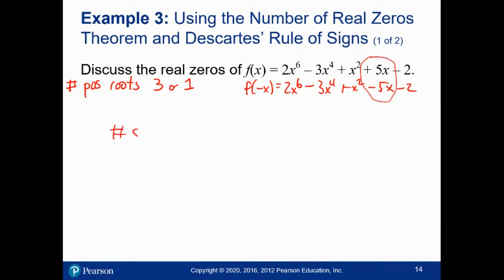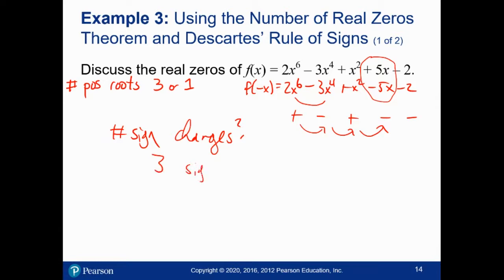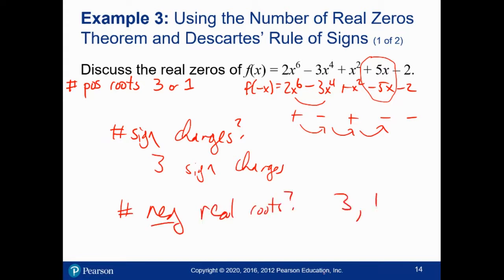How many sign changes? This is plus to minus to plus to minus to minus. So there was 1, 2, 3. 3 sign changes. So now, how many negative real roots could it have? Either 3 or 1. So how many positive roots? Either 3 or 1. How many negative roots? Either 3 or 1.